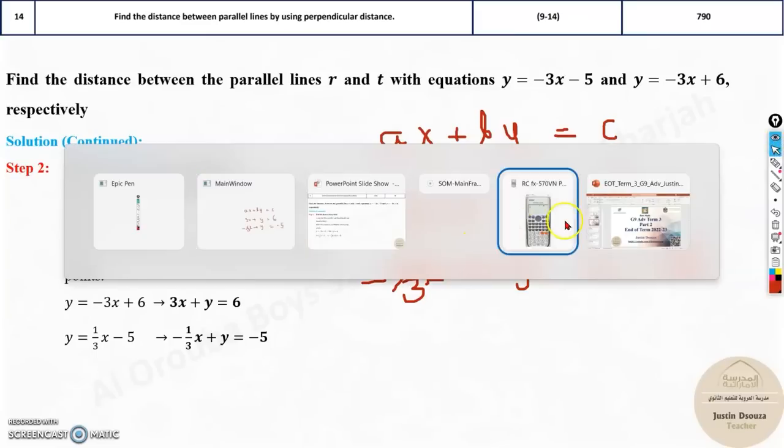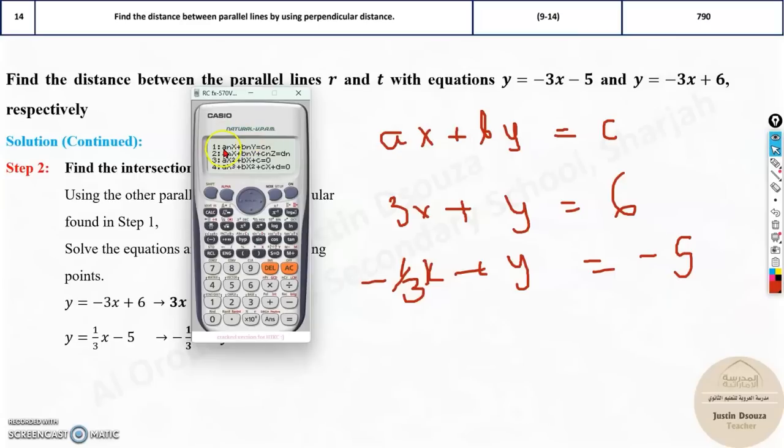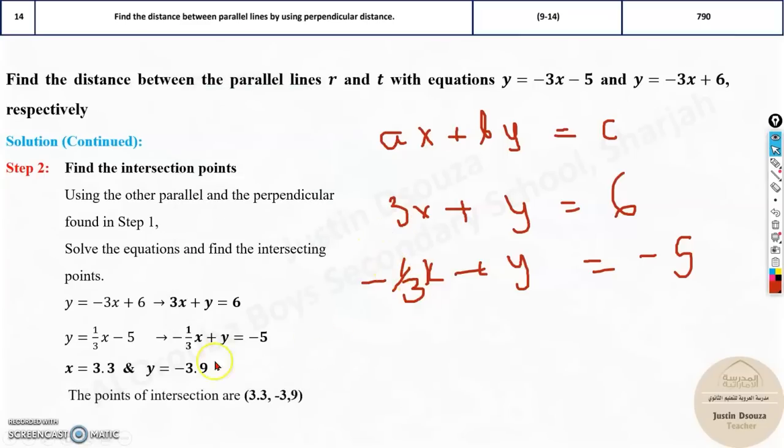Now you can easily put them in the calculator by pressing mode, 5, and this is the equation for linear, ax plus by equals c, that is 1. Now put in the coefficients 3, 1, 6. And lastly over here, minus 1 by 3, 1 and minus 5. What's the answer? 3.3 and negative 3.9. So that is the x and y value, the point of intersection.